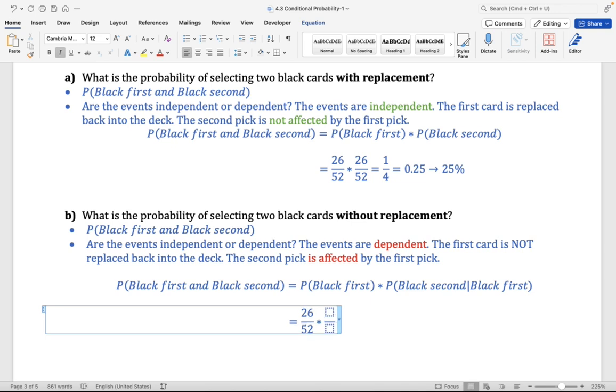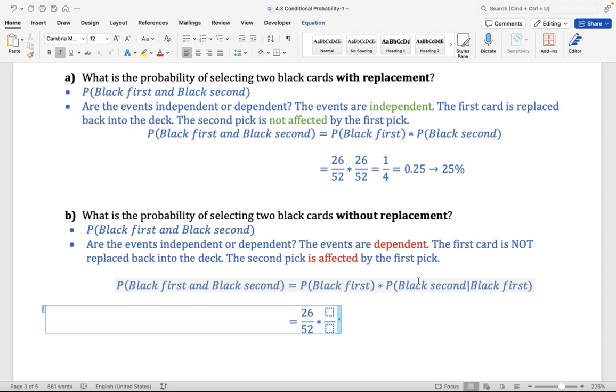How are we going to calculate this probability? Well, let's think about it. For the first pick, you're going to imagine that you pulled a black card out of the deck and you're not replacing that black card. So how many black cards do we have left if you took one out? Well, we have 25 black cards left. Now, how many cards do you have left in total? You have 51, again, because you pulled one out and you didn't replace it.